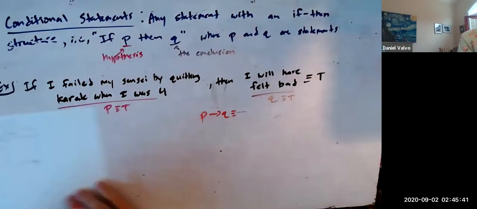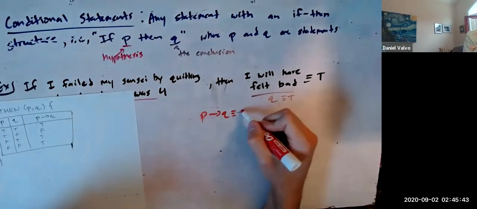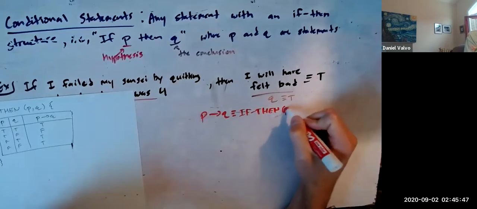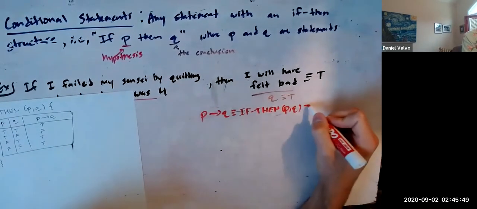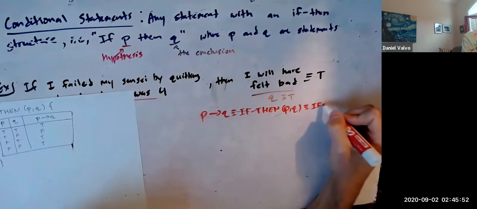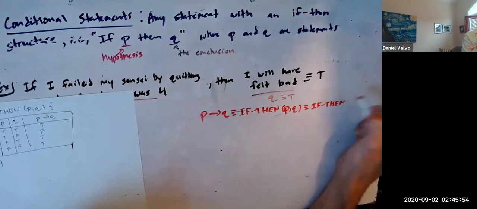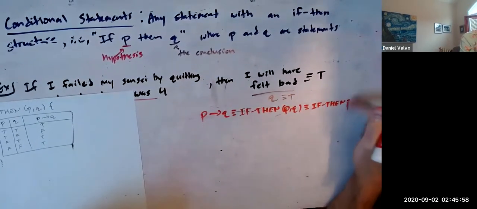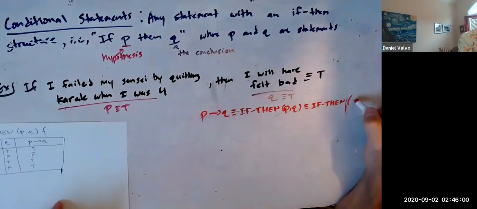That is equivalent to this function if-then, plugging in P and Q. That's really what it means. And then we know what P and Q are. P is true and Q is true.